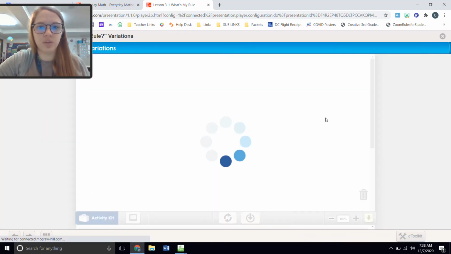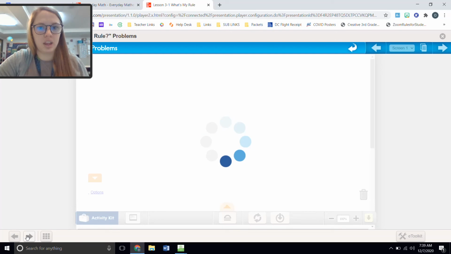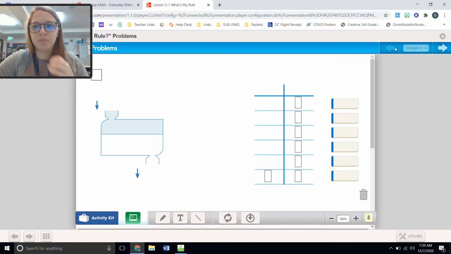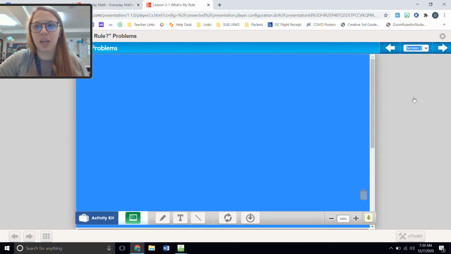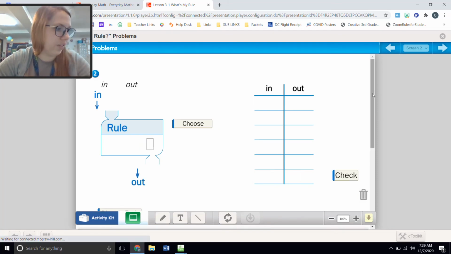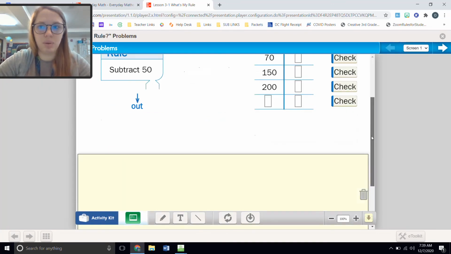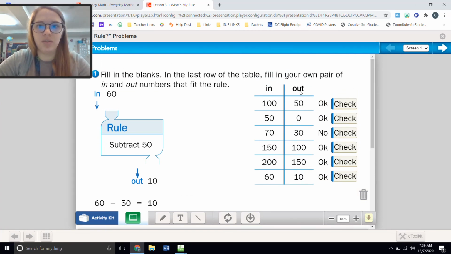Now you are going to flip to page 65 in your math book, and you are going to complete... let's see if my screen wants to work with me. You're going to flip to page 65 in your book, and you should see 6 different in and out functions. All right, you've got several different problems. There we go. So you're going to fill in the blanks in the last row of the table, fill in your own pair of in and out numbers that fit the rule.